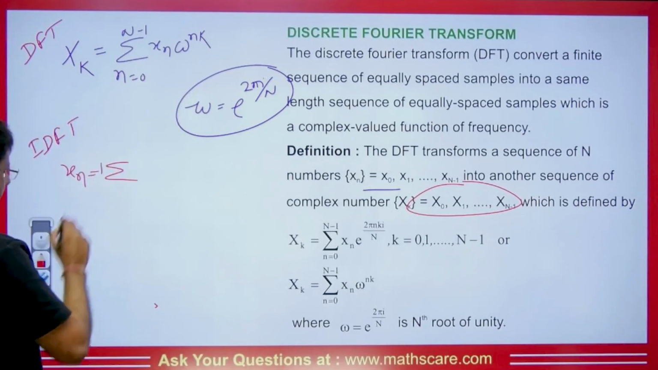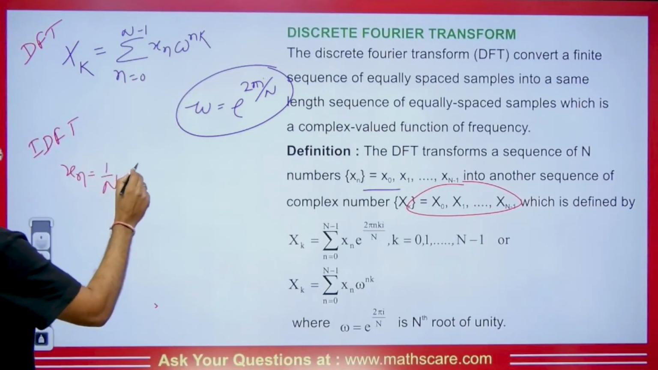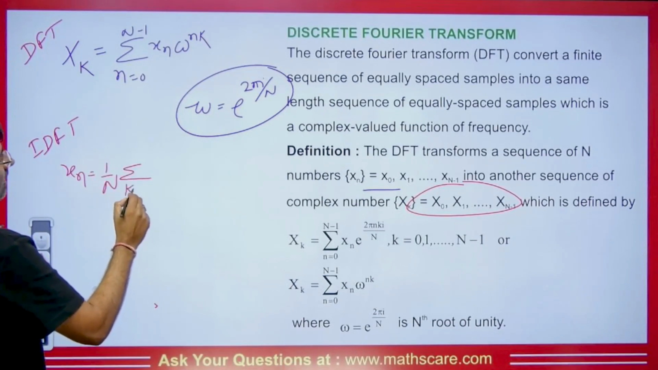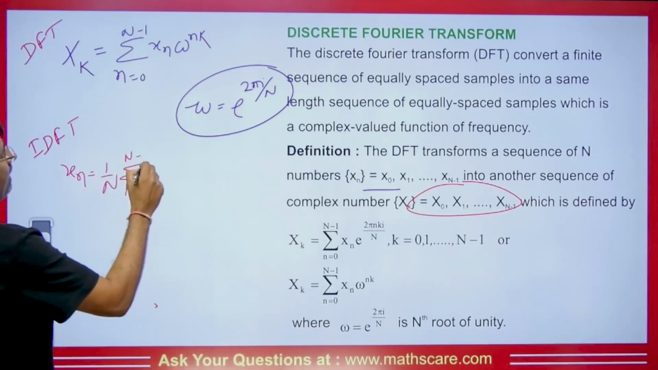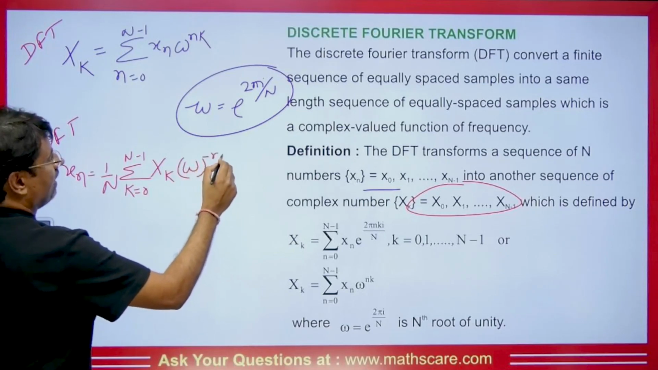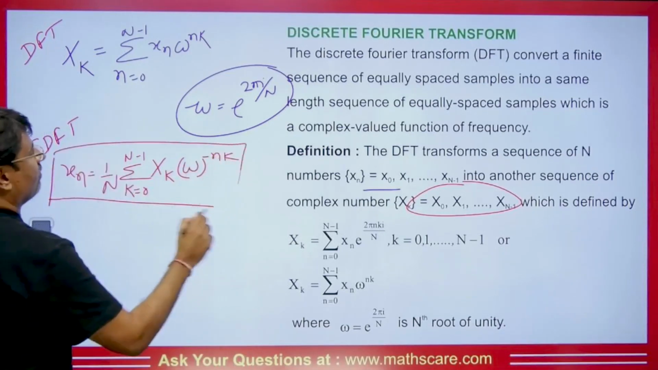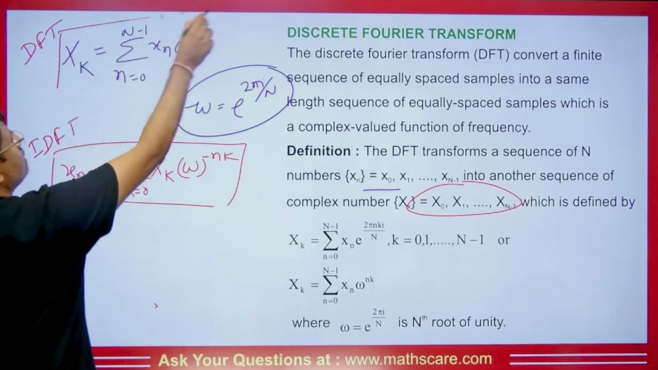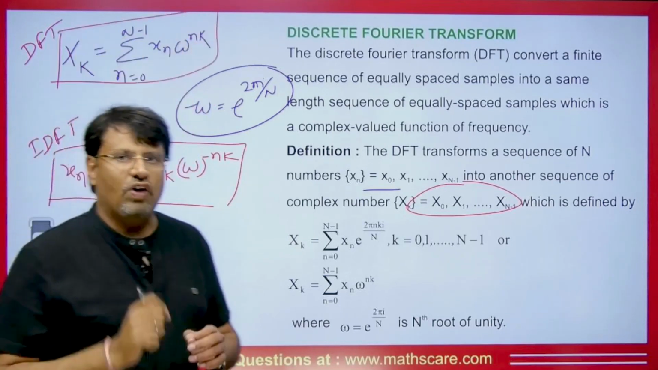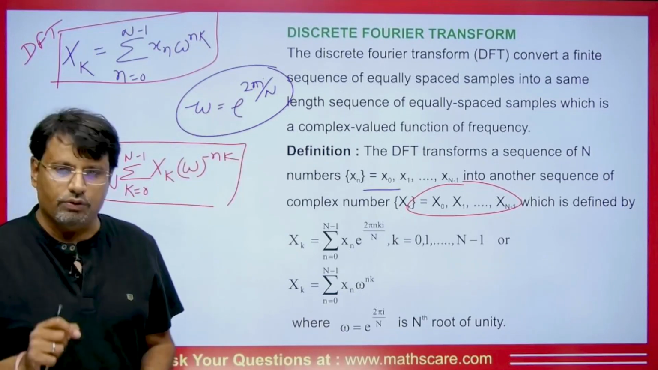Students, you need to pay attention here once. We get this as 1 upon N here, right? It will be 1 upon N, the summation k is equal to 0 to N minus 1. This will be capital Xk and here it will become omega to the power minus nk. Clear? So this is what we have as the inverse discrete Fourier transform formula. And this is what we have as the discrete Fourier transform formula. What we will get as the value of omega is the nth root of unity.